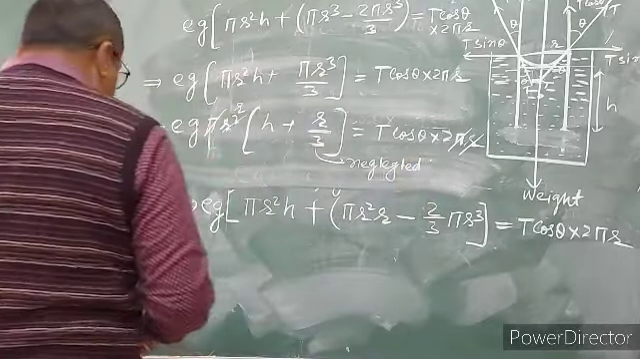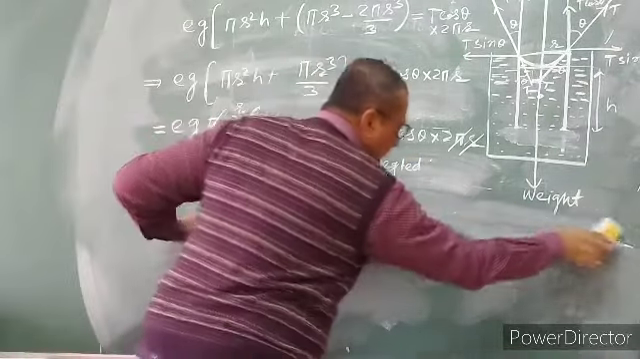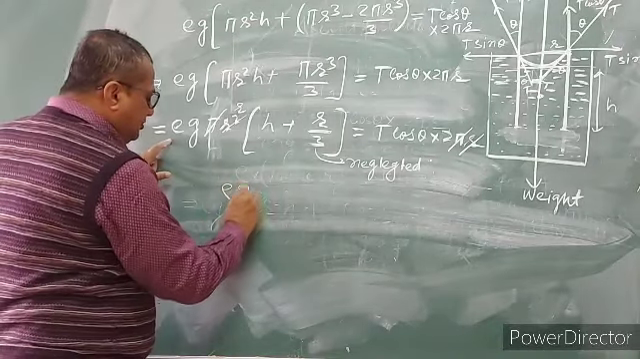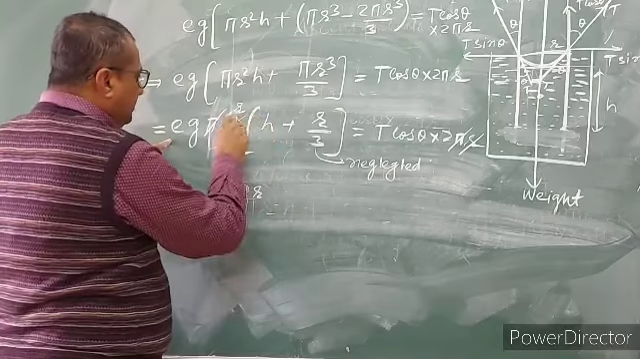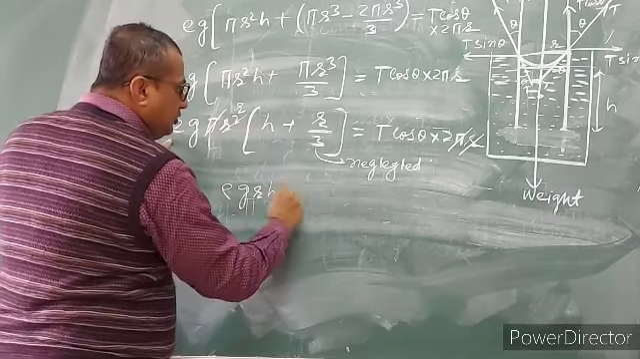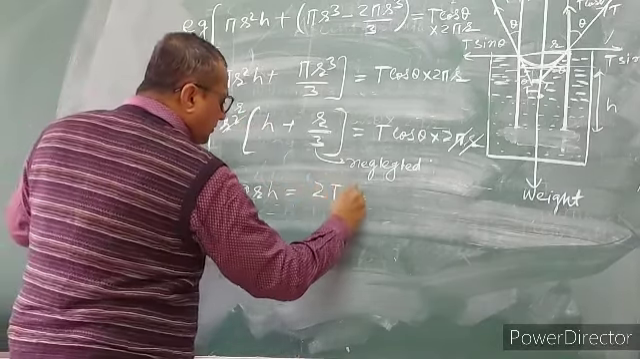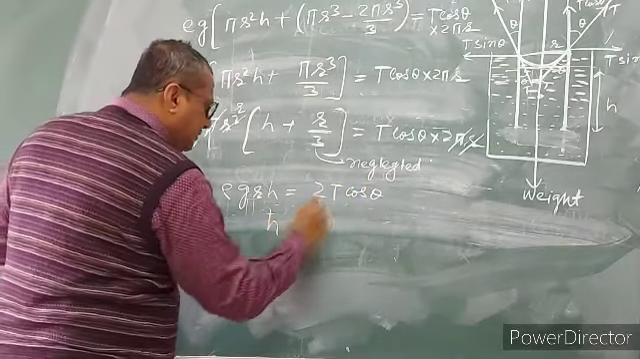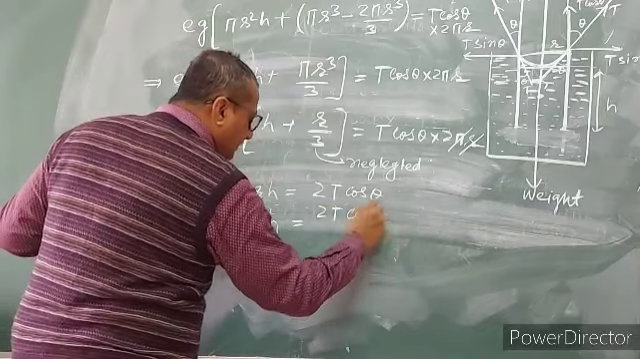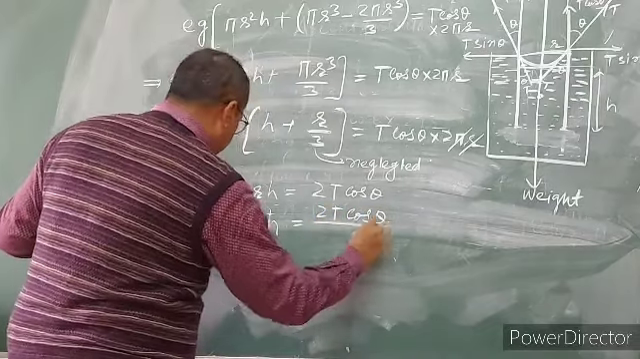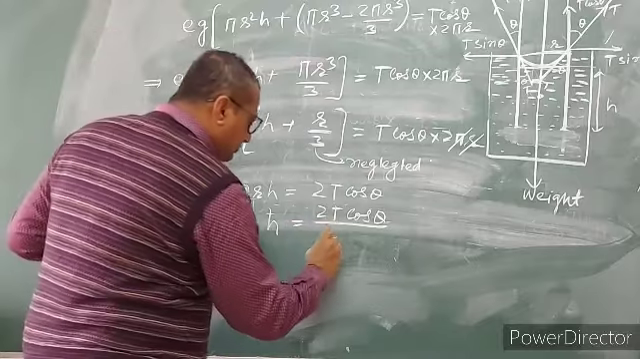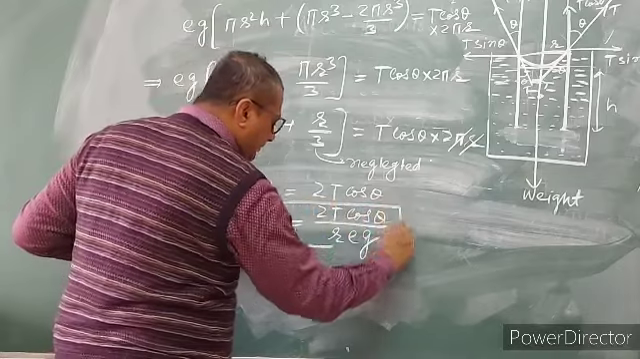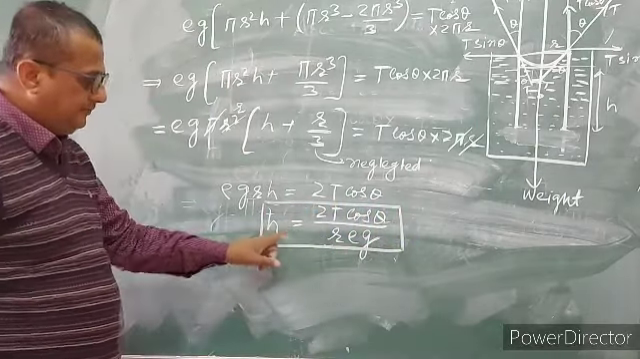Then rho g r h is equal to 2T cos theta. So the height of liquid is 2T cos theta divided by r rho g. This is the height of liquid raised in a capillary tube.